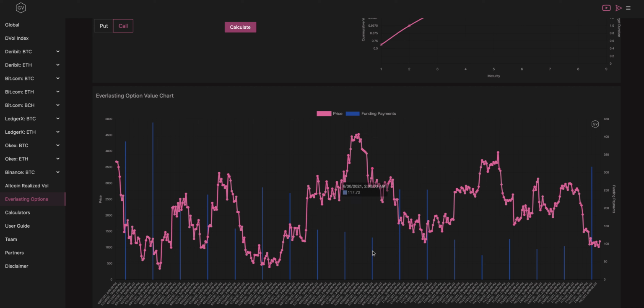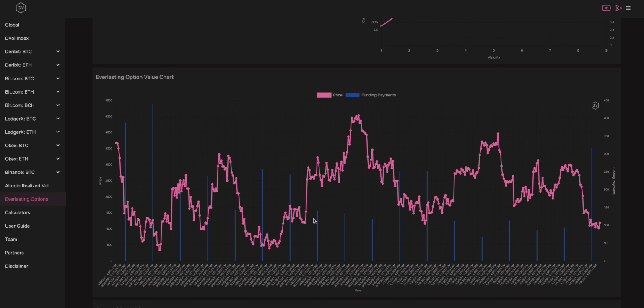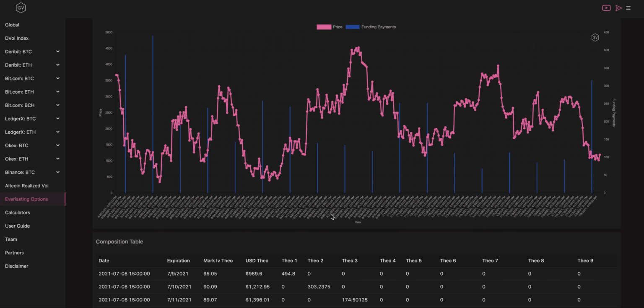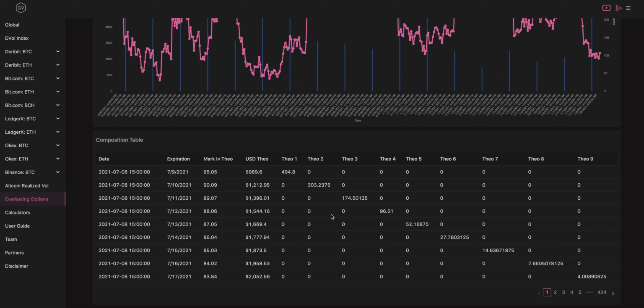And along the way, you have all these payments that occur, these daily funding rate payments. So this gives you a really good idea of how these everlasting options perform in different environments. You can play around with the strikes, with puts versus calls, or the assets if you want to look at ETH everlasting options, and so on and so forth.